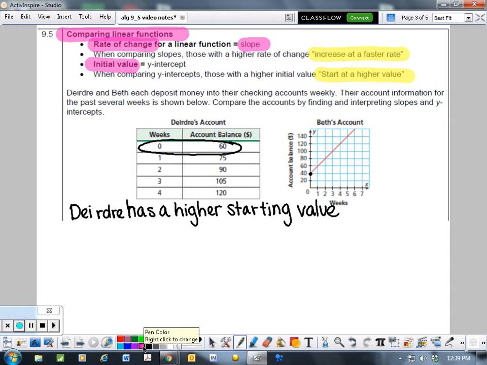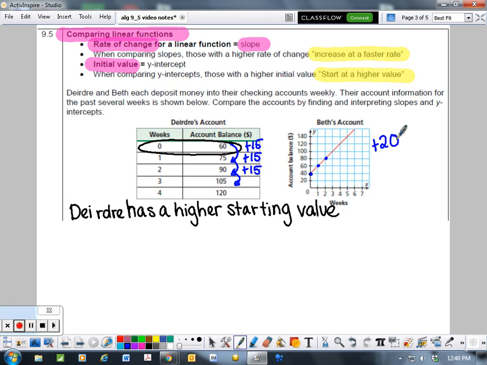So now we're going to look at the slope, or that rate of change. So let's look at how much Deidre adds to her account each time. So every week she's adding $15. So let's look at how much Beth adds each week. So she goes from 40 to 60, that's adding 20. She goes from 60 to 80, that's adding 20. So each time she adds $20.